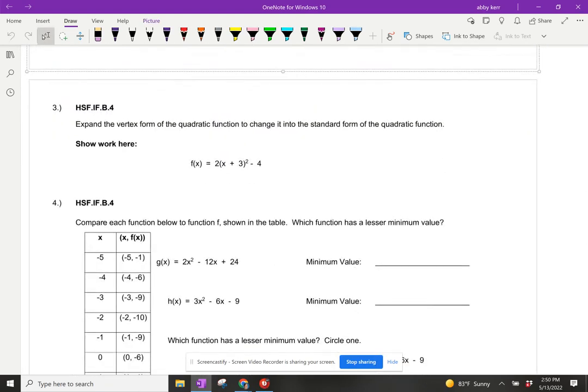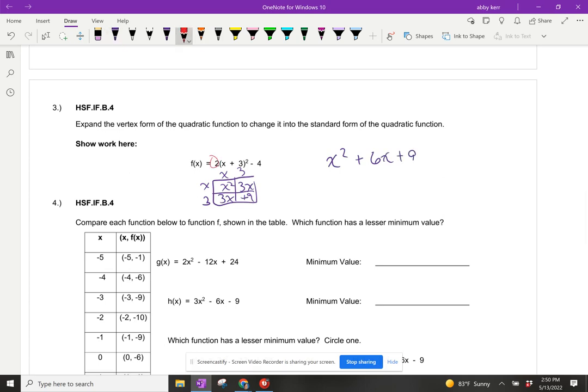All right, in number 3, it says expand the vertex form of the quadratic function and change it to standard form. So the quantity x plus 3 squared, to expand that, we need to do the area model. And that square just means that x plus 3 gets repeated 2 times. So then we do the area model, and then we get the inside. We get x squared plus 6x plus 9.